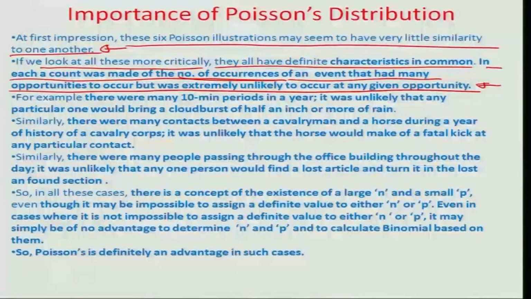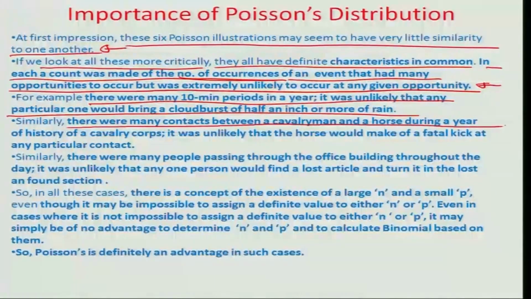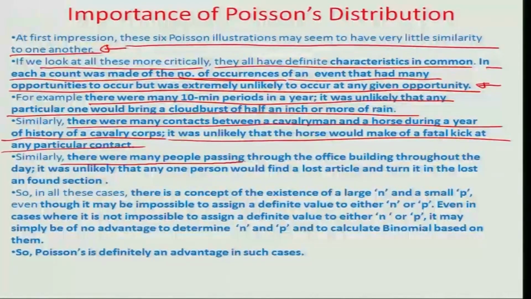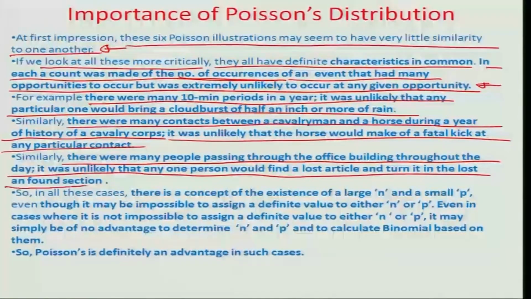It was unlikely that any particular one would bring a cloudburst of half an inch or more of rain. Similarly, there were many contacts between cavalryman and horse during a year of history of a cavalry corps. It was unlikely that the horse would make a fatal kick at any particular contact. Similarly, there were many people passing through the office building throughout the day. It was highly unlikely that any one person would find a lost article and turn it into the lost and found section. So, all of them are very unlikely to occur, and their probability of occurrence is quite low.